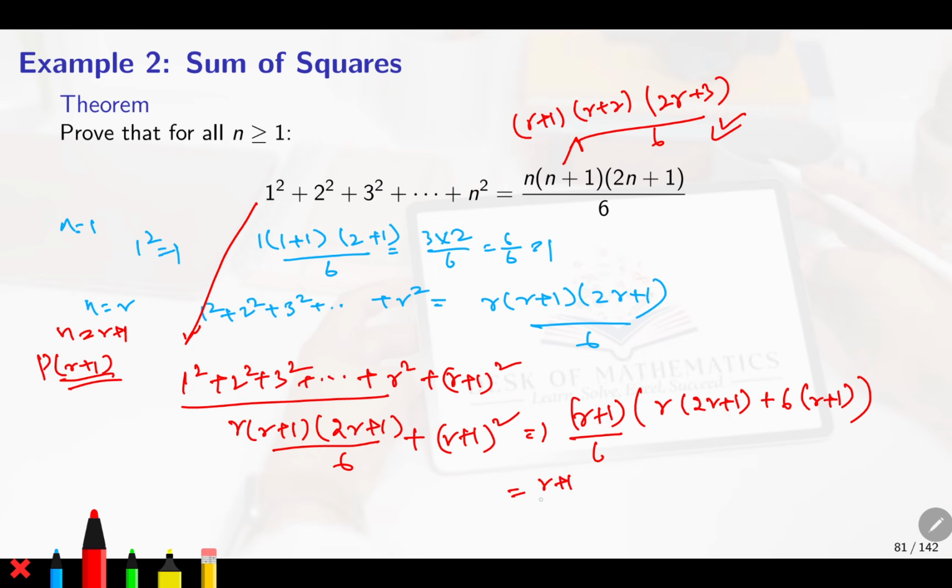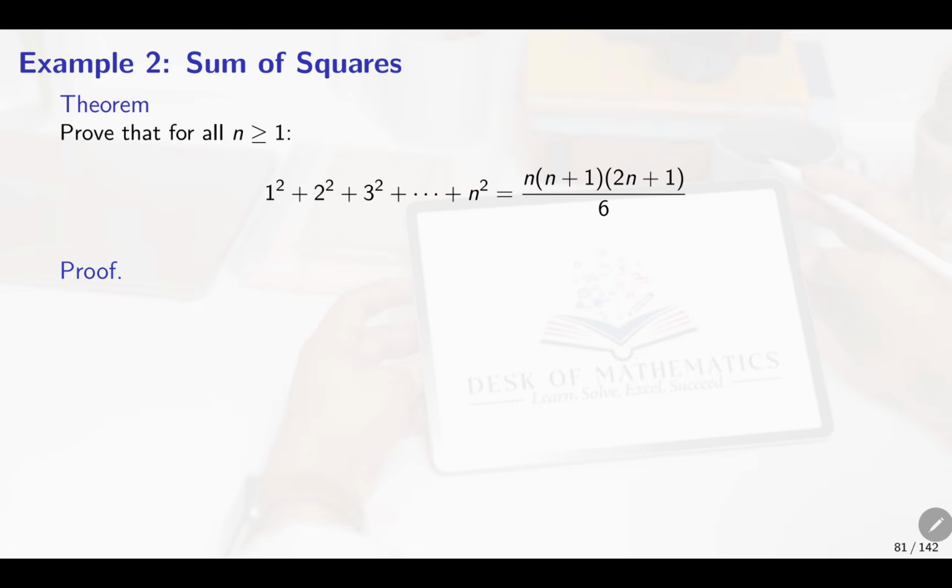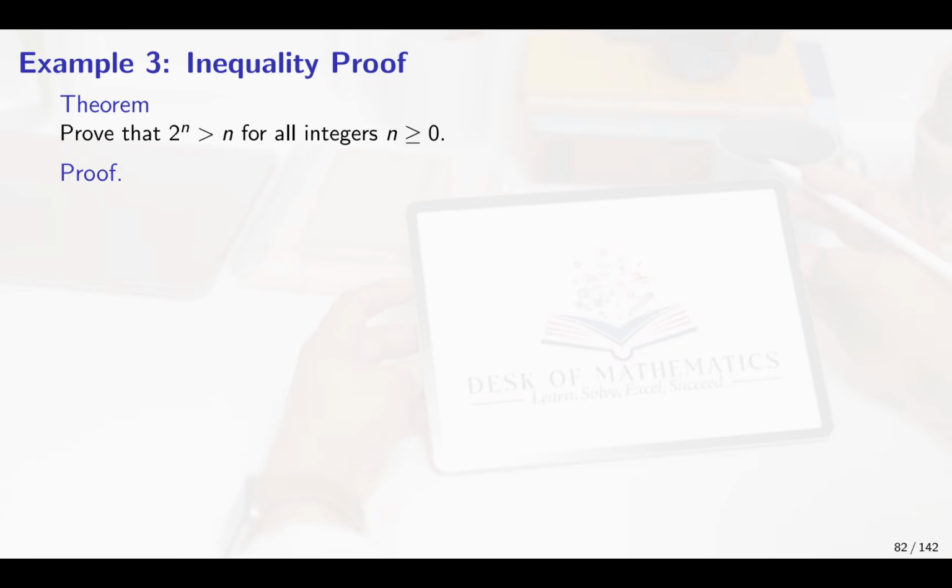So r plus 1 divided by 6, and you will get 2r square plus r plus 6r plus 6. Okay, so now that is r plus 1 divided by 6, 2r square plus 7r plus 6. When you split the middle term, you will get r plus 1, r plus 2, 2r plus 3, divided by 6. So that's the same result. Okay, so this is how you will do mathematical induction.